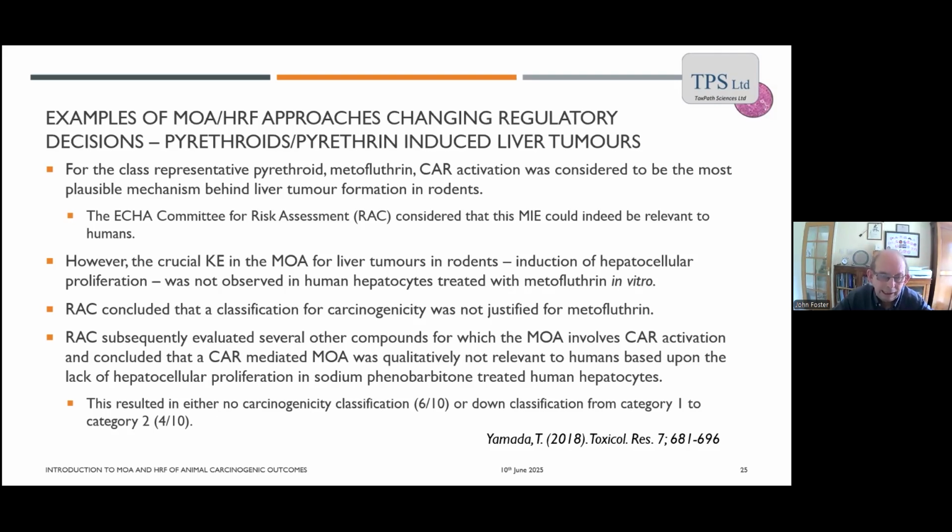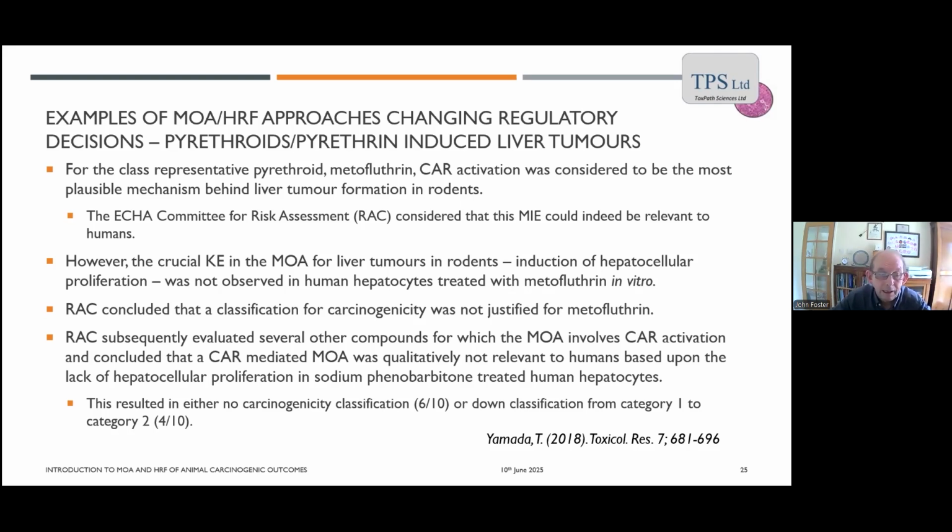However, the critical key event in the mode of action for liver tumors in rodents was the induction of proliferation. This was not observed in human hepatocytes in vitro. They were treated with the metabolite. They didn't show proliferation, and the RAC concluded that a classification was not justified. So it went from a potentially category 1 classification through to no classification at all.